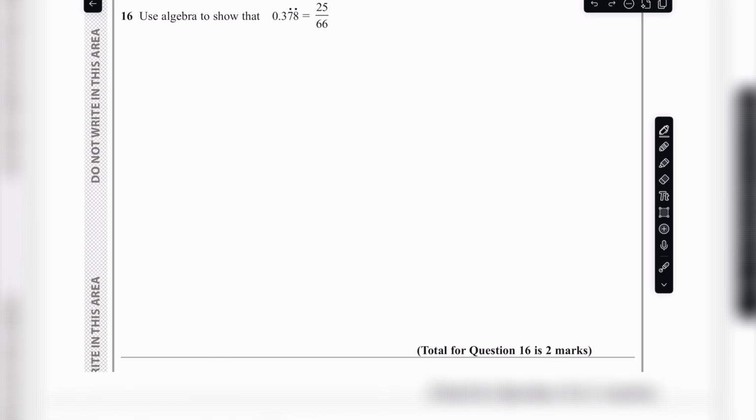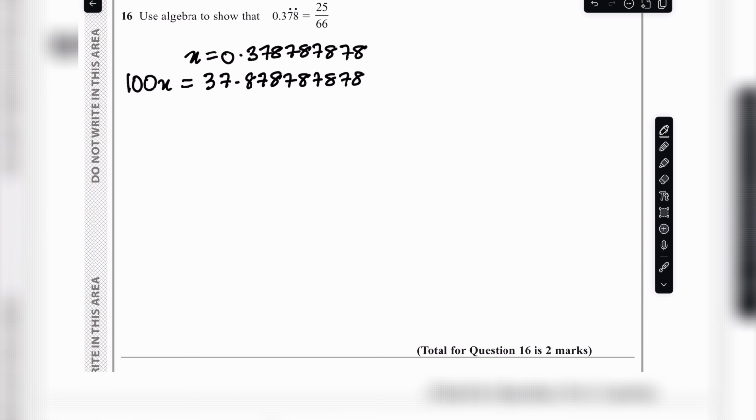In question 16, we are told to use algebra to show that 0.37 recurring 8 recurring equals 25 over 66. So the first thing we need to do is state that x equals 0.378 recurring, and the next step is to multiply both sides by 100, and that gives us this. And now that we have these two equations, I'm going to call this equation 1, and this equation 2, and I'm going to subtract equation 1 from equation 2.